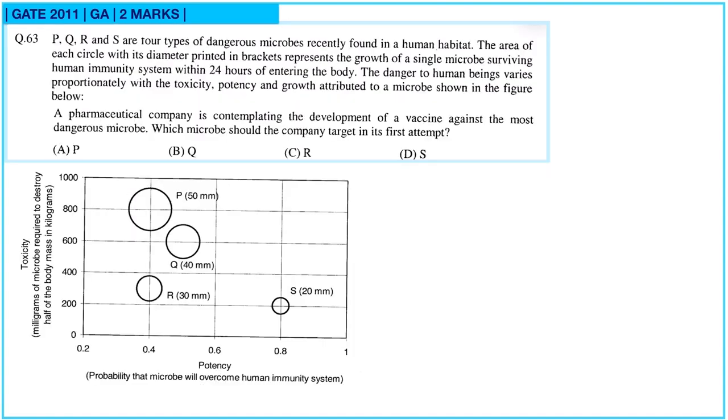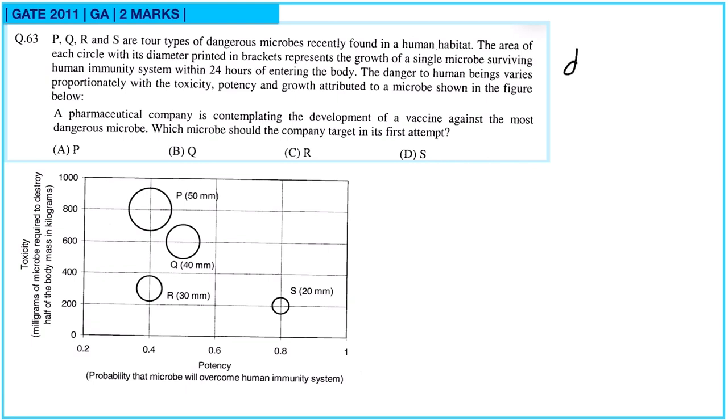Question number 63. P, Q, R and S are 4 types of dangerous microbes recently found in human habitat. The area of each circle with its diameter printed in brackets represents the growth of a single microbe surviving the human immunity system within 24 hours of entering the body. The danger to human beings varies proportionally with the toxicity, potency and growth attributed to a microbe shown in the figure below. A pharmaceutical company is contemplating the development of a vaccine against the most dangerous microbe. Which microbe should be the company's first target?